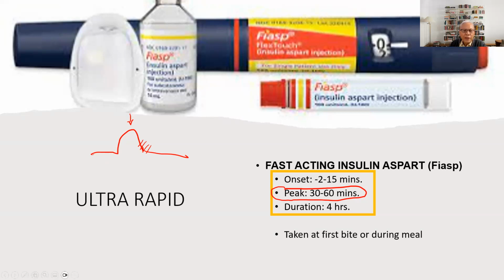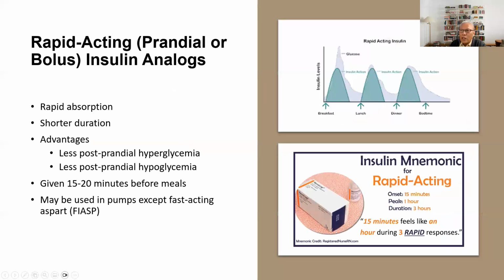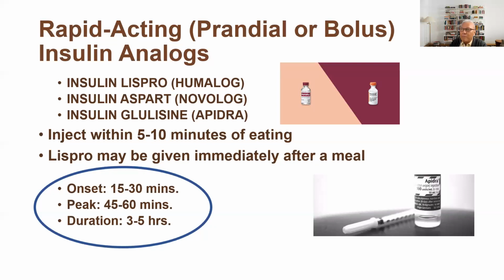Now, compare that to another kind of preparation, and we're going to come back to this one. The rapid-acting prandial, or bolus, insulin analogues. So this includes your Lispro, which is Humalog, your Aspart, which is Novolog, and your insulin glulisine, which is Apidra. These insulin analogues enter the bloodstream within minutes, so it is important to inject them within 5 to 10 minutes of eating. Their peak action is going to be a period of 45 to 60 minutes, and they completely fade in approximately 3 to 5 hours.